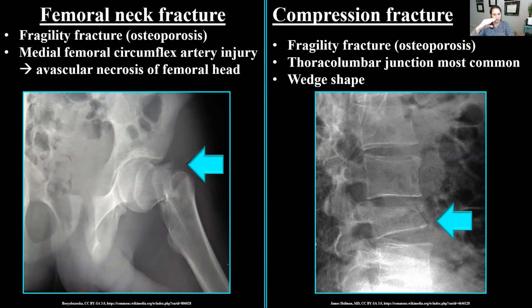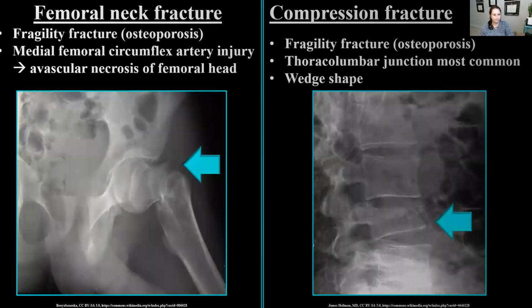In compression fractures, they develop this wedge-shaped fracture. And once you get one compression fracture, it changes the alignment of the spine, so you're more likely to continue to get these. These are most common at the thoracolumbar junction, and it forms, again, this wedge shape.